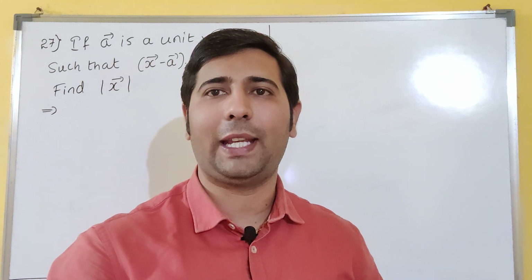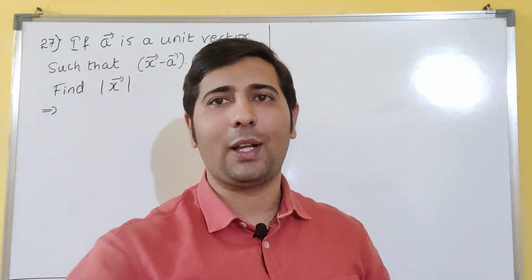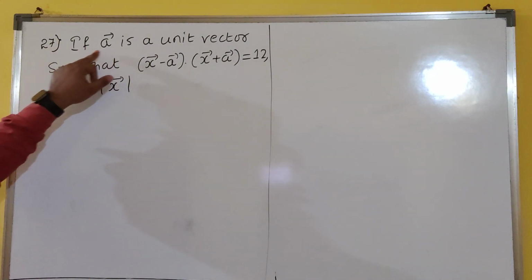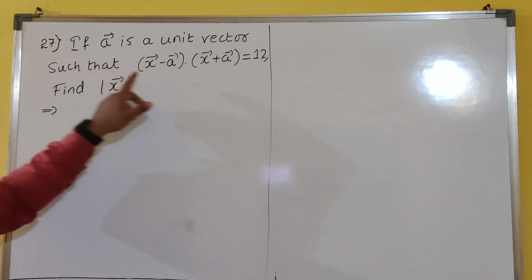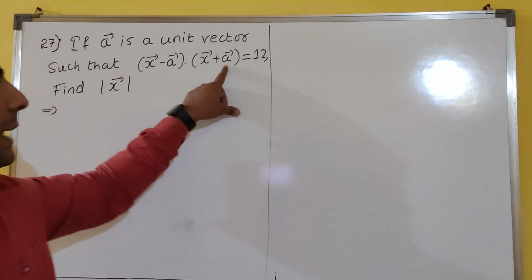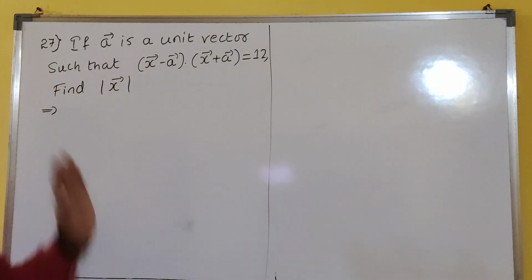In the last class we have seen question number 24, 25 and 26. Now let us solve question number 27. How this question is asked, you see: if vector A is a unit vector such that (vector x minus vector A) dot (vector x plus vector A) is equal to 12, find magnitude of vector x, dear students.